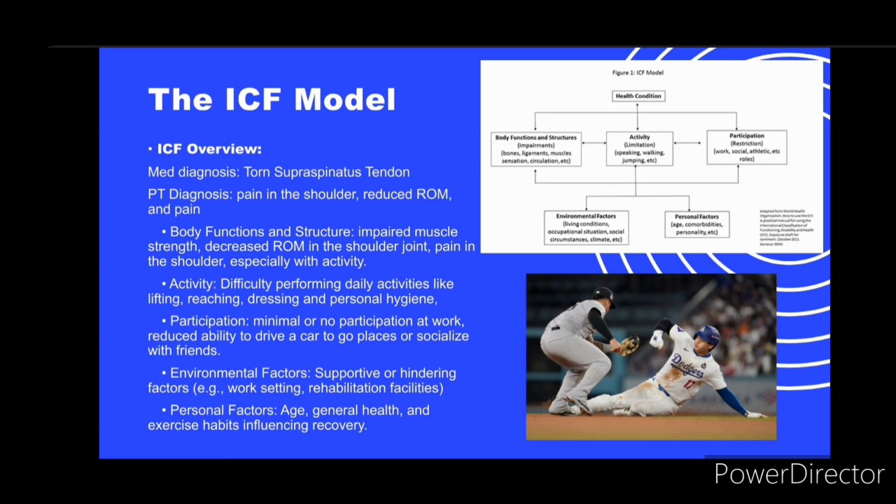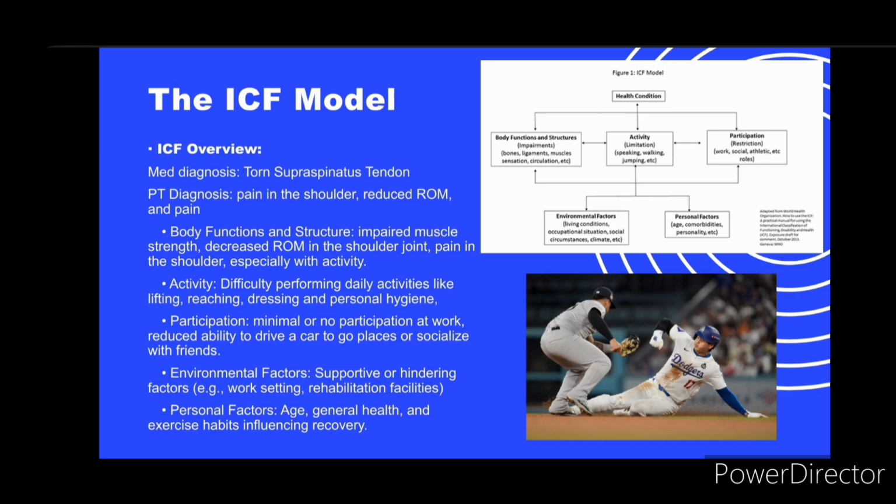The ICF model. ICF overview. Medical diagnosis. Torn supraspinatus tendon. Physical therapist diagnosis. Pain in the shoulder, reduced range of motion, and pain. Body functions and structure. Impaired muscle strength, decreased range of motion in the shoulder joint, pain in the shoulder, especially with activity.